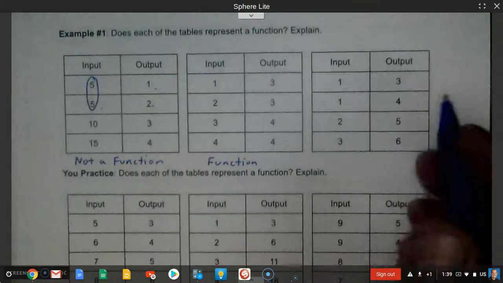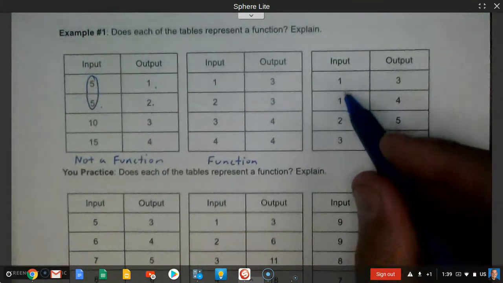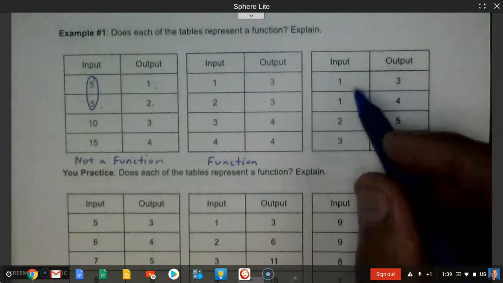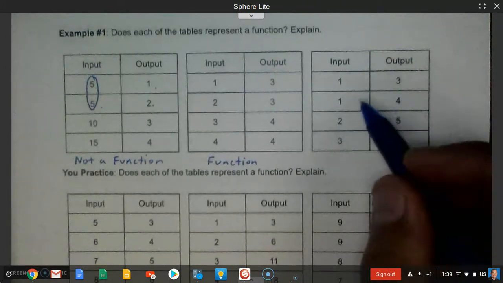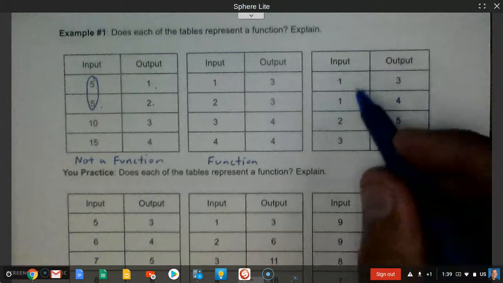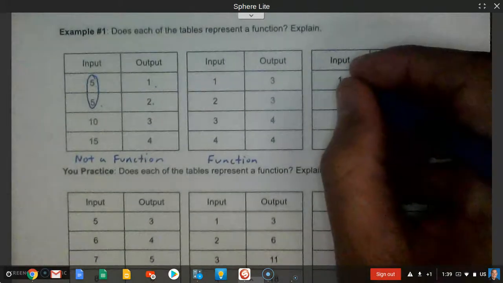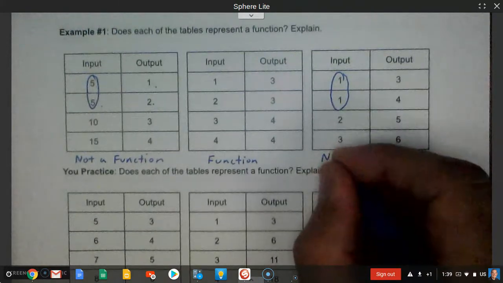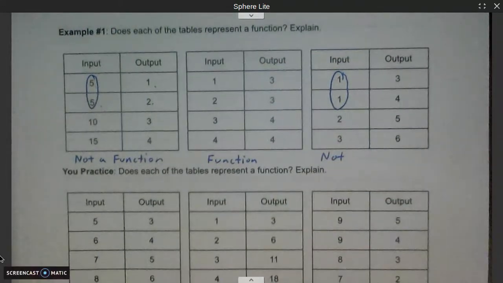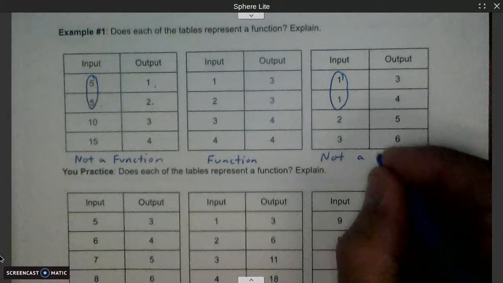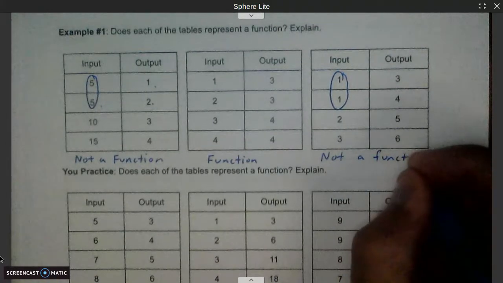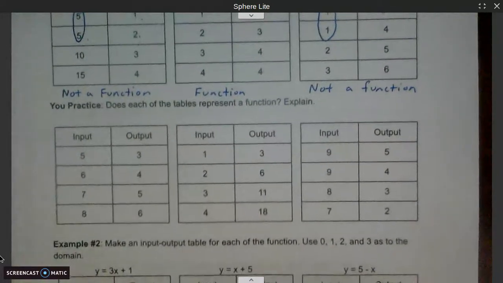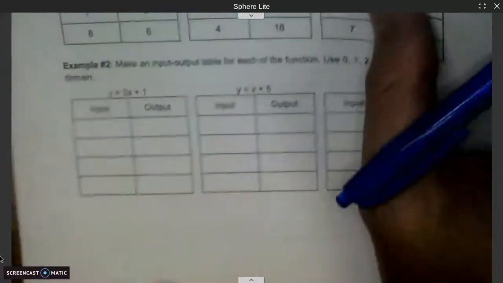On the third one, notice we have 2 numbers that are the same, 1 and 1. So this tells us that 1 has 2 outputs, but we remember a function only has 1 output for every input. So in this case, because we have those repeating ones right here, this is not a function. Go ahead and try the you-practice. And we're going to look at example number 2.